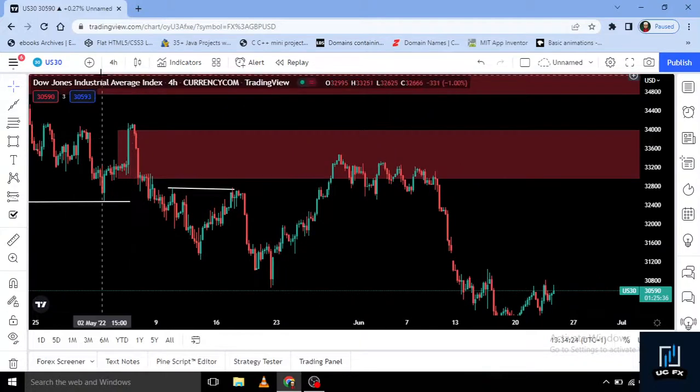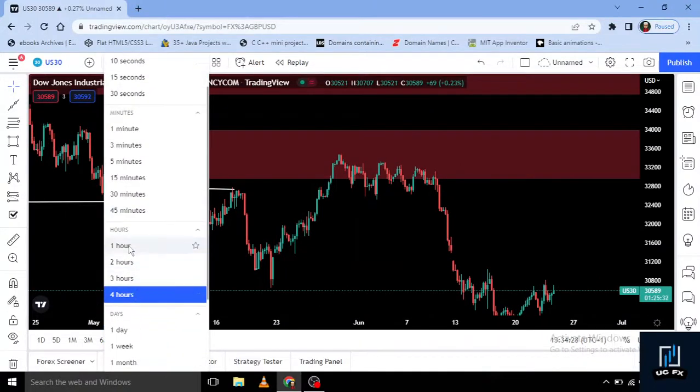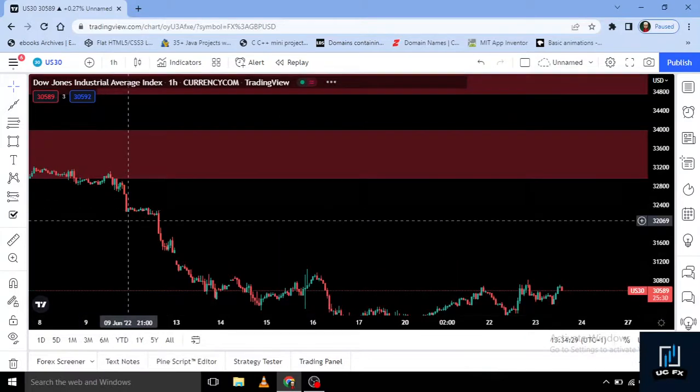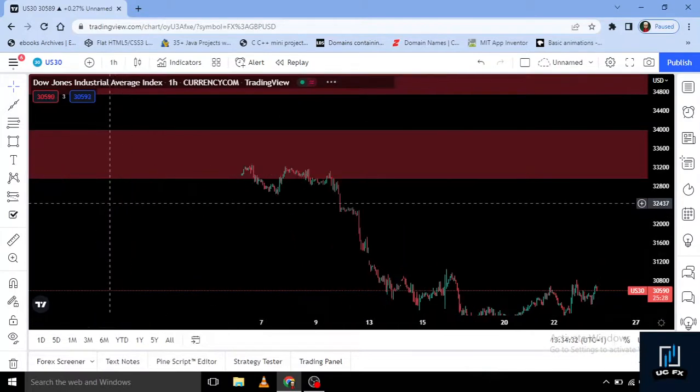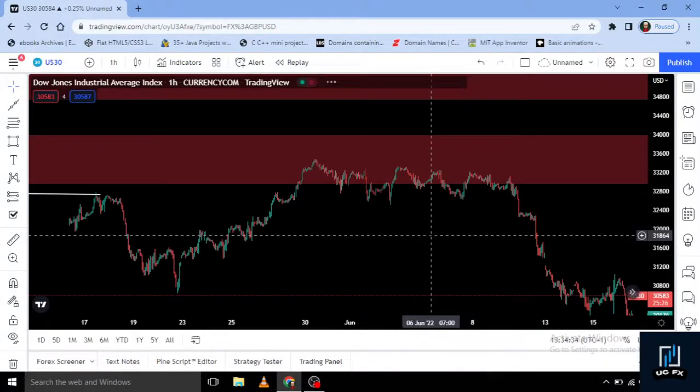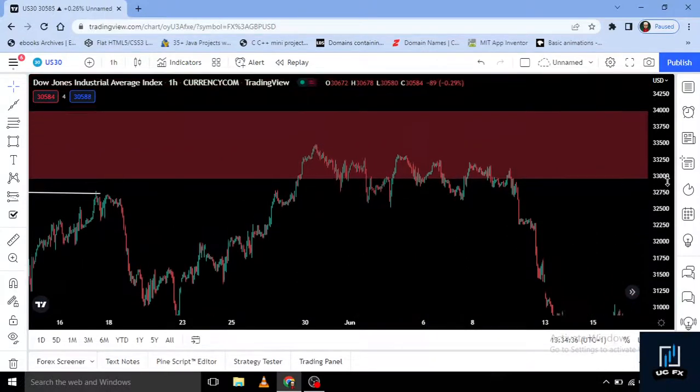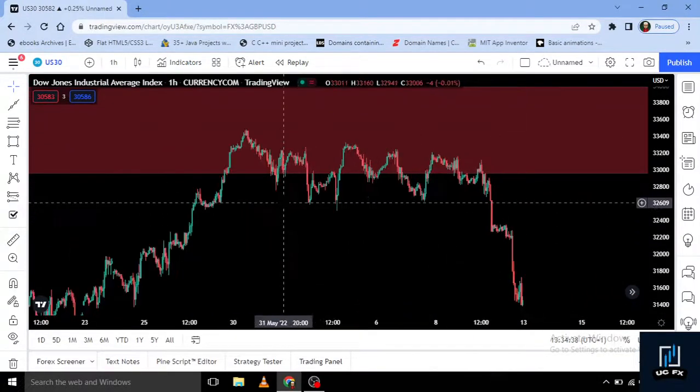Right here we are on the 4-hour time frame. You need to go down to the lower time frame, let's say the H1 time frame. So checking on the H1 time frame, you need to as well find a break of structure and an order block.